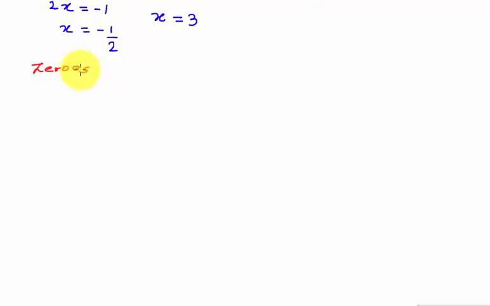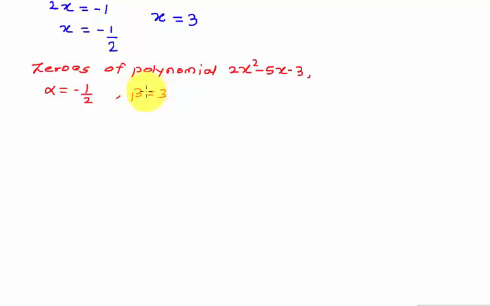Zeros of the polynomial 2x square minus 5x minus 3 are alpha, the first value, minus 1 by 2, then beta is 3. Now let's find out two more terms based on the zeros of the polynomial.